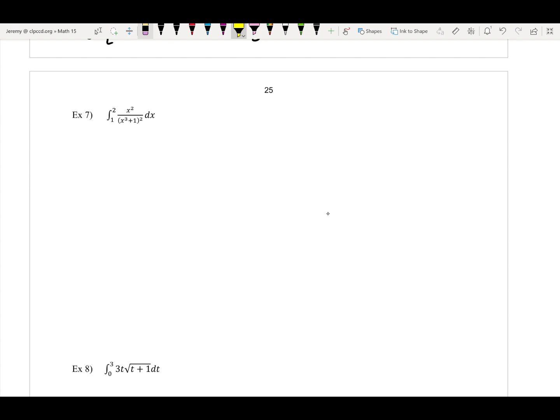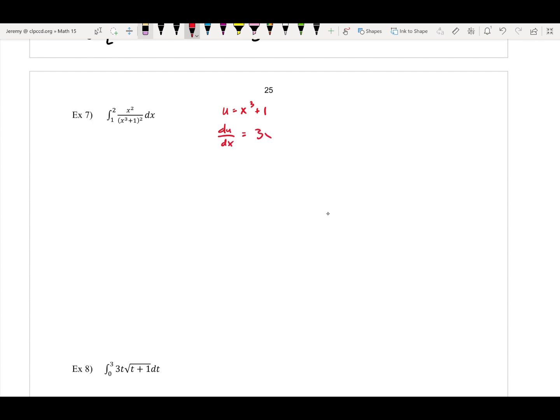Another thing that really makes me think a u sub is going to work is if I let that be my inner function, what's the derivative of that? 3x squared. I have an x squared in the problem for that to cancel with. So again, thinking ahead, what's going to happen if I let u equal x cubed plus 1? Is that going to jive with the other factors in this problem? I think it is.